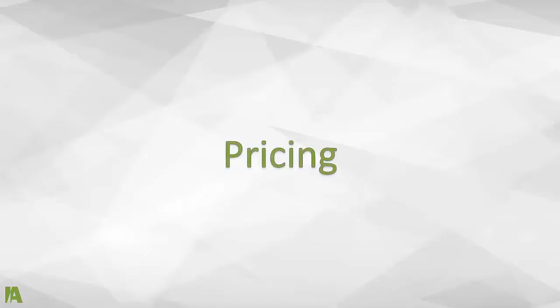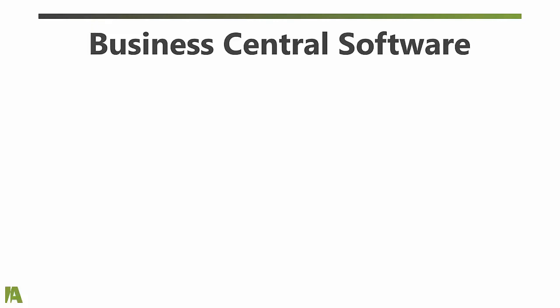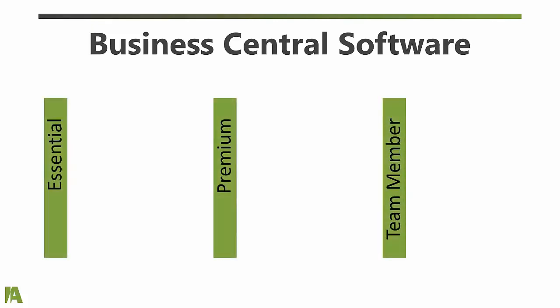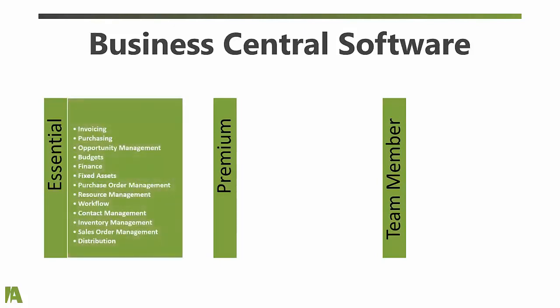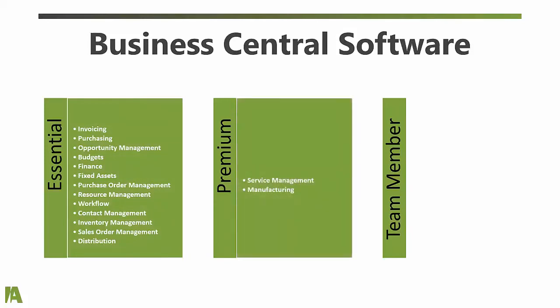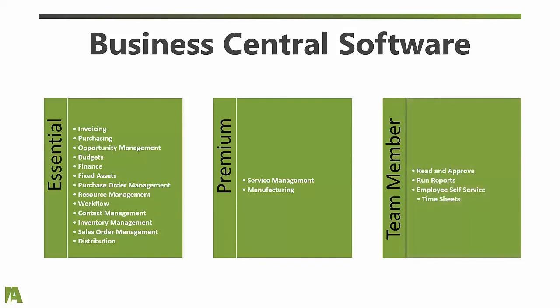Alright, so now we know what's included with the Business Central application. The next question is, how much does it cost? First, let's discuss the software licenses. Business Central will have 3 user license types: Essential, Premium, and Team Members. The Essential license includes financials, distribution, jobs. The Premium license includes everything from Essentials, plus it offers service management and manufacturing. And then Team Members have read access to the system. They can approve workflows or run reports and access self-service areas such as being able to enter timesheets.